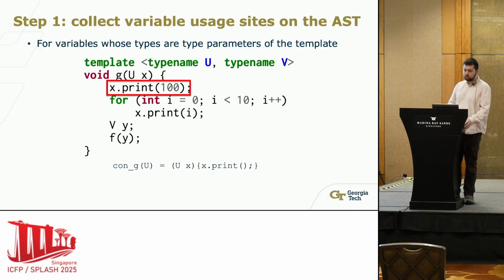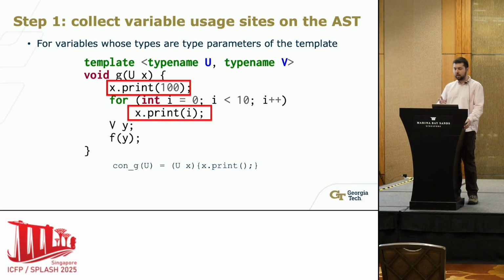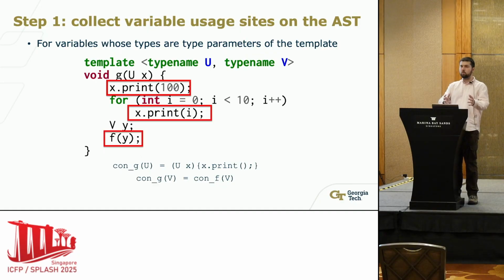For example, in this function, we have x, which is of type U, and we see here that we call x.print. So we're going to assign a constraint that x needs to support the print function call. We have a second call to x.print that doesn't add any new constraints. And then down here, we have a call to f with input y that's of type V. This is a little bit more complicated, but here we're going to make a constraint that the type V needs to support whatever constraints there are on the input to f, whatever f is.